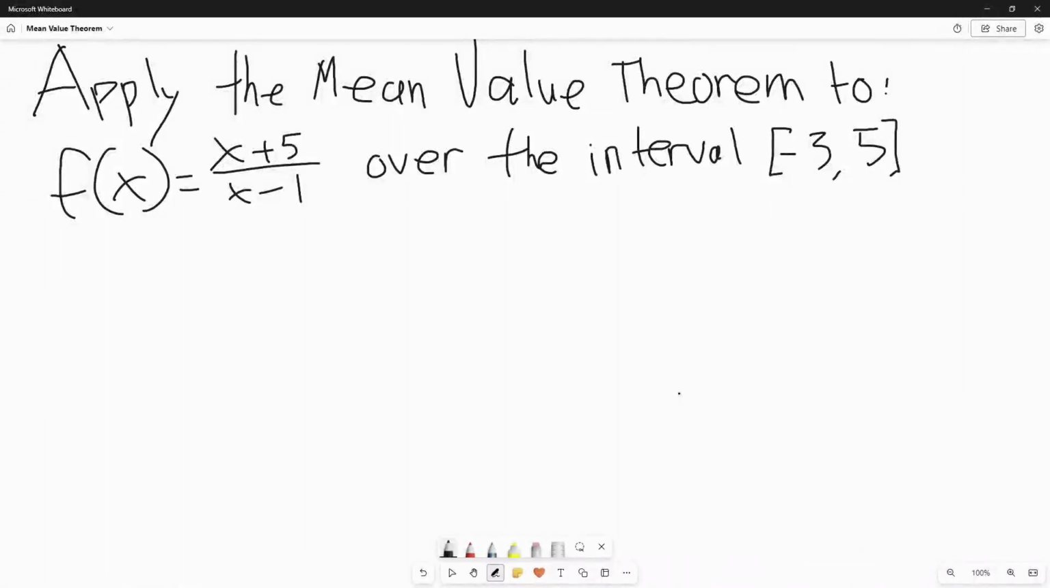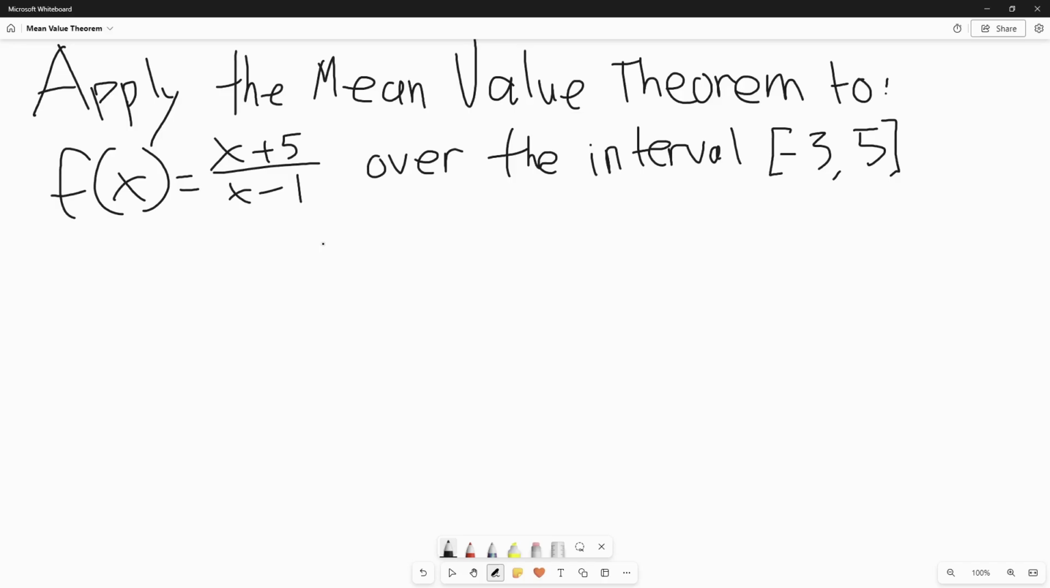Now, let's do this practice problem. If you think you know how to do this one, then pause the video and do it. This one says, apply the mean value theorem to f of x equals x plus 5 over x minus 1 over the interval -3, 5. So you might think that we should just jump right into finding the slope of the secant, but no, we have to figure out if it's differentiable and continuous over their respective intervals.